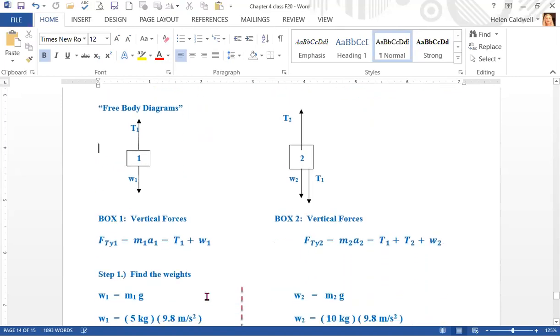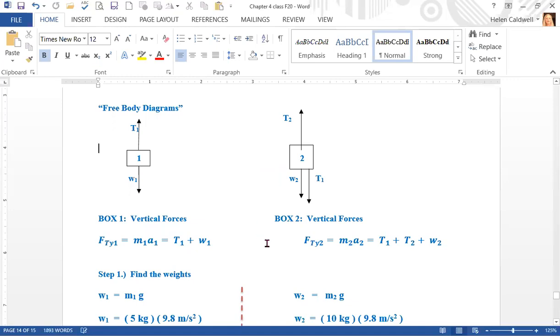All right, so remember our vertical force equations come from the pictures. So F total in the y direction for box 1 is mass 1 times A1 is equal to T1 plus W1. For box 2, it's F total in the y direction for box 2 is equal to mass 2 times acceleration 2 is equal to T1 plus T2 plus W2.